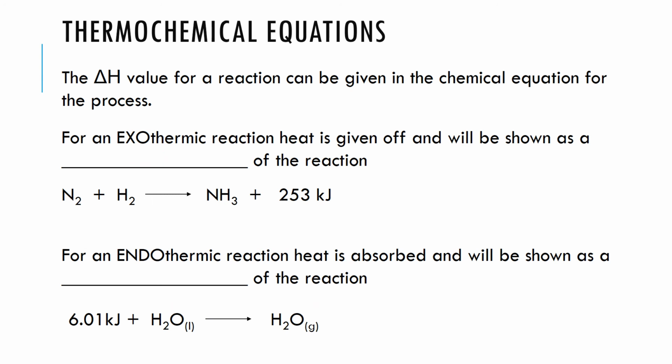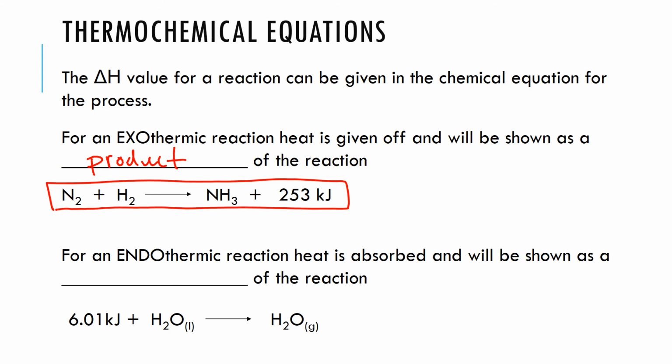All right, so thermochemical equations. The delta H value for a reaction can be given in the chemical equation for the process. So for an exothermic reaction, heat will be given off, so it will be shown as a product of the reaction. And an example of that is what we call the Haber process, the creation of ammonia from nitrogen and hydrogen. When we look at this equation, we have the part of the equation that we're used to seeing, just the reactants and the products, but an additional product is an amount of energy. If you see energy as a product, that tells you it's an exothermic reaction.